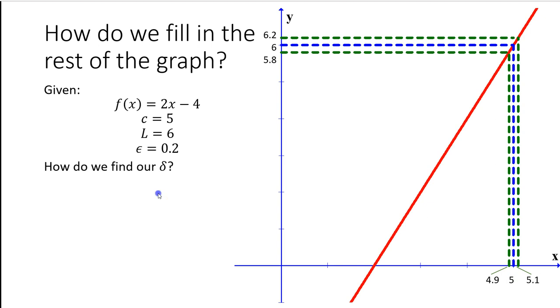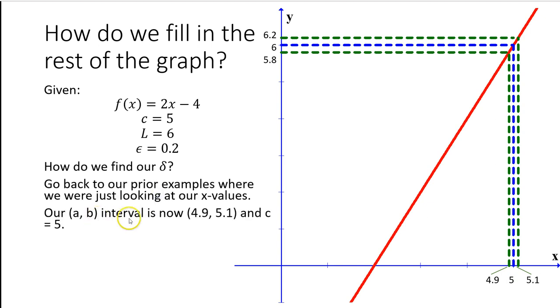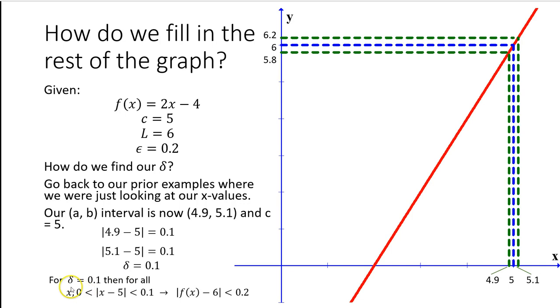So when I go to calculate this, we take the distance between A and C. That's 4.9 minus 5, which is 0.1. And the difference between B and C is 5.1 minus 5, which is 0.1. And since these are the same, obviously our delta is 0.1. And we make our statement.